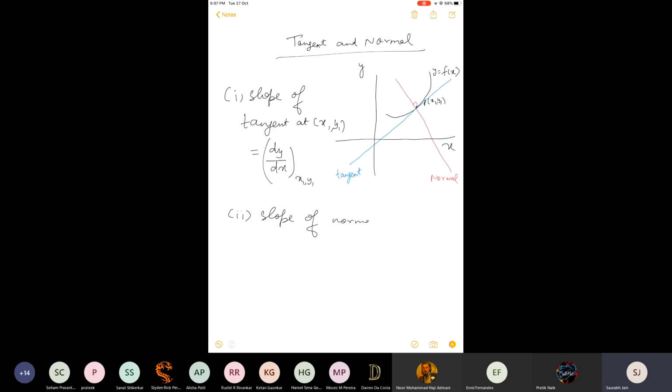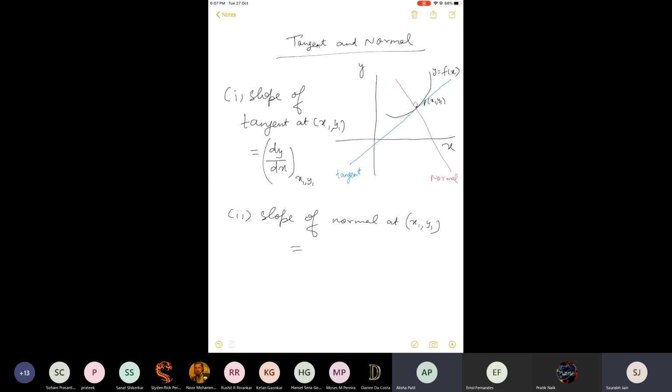Now secondly, slope of normal at this point. Can anyone tell me how you will find the slope of normal here? What is the concept that you can use? Because you have the slope of tangent from the first formula. So can you make use of it to get the slope of normal? Do you remember anything from class 11th? Some minus 1 upon slope of tangent.